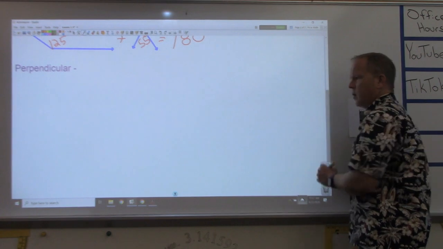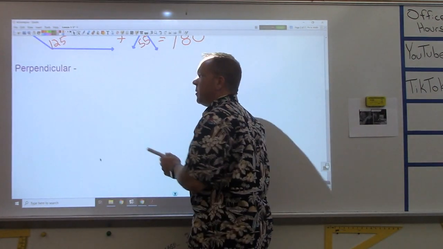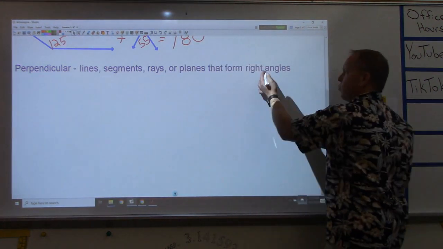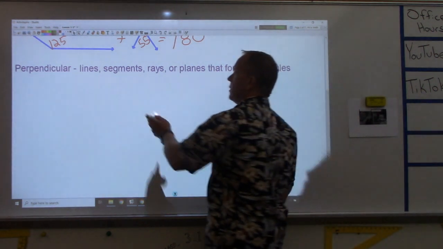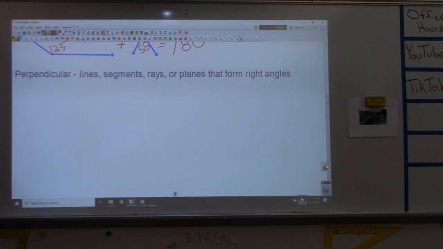Perpendicular might be a word you saw before. Perpendicular lines, segments, rays, planes, anything can be perpendicular. To be perpendicular, you have to form right angles. So, I'm going to draw some lines.